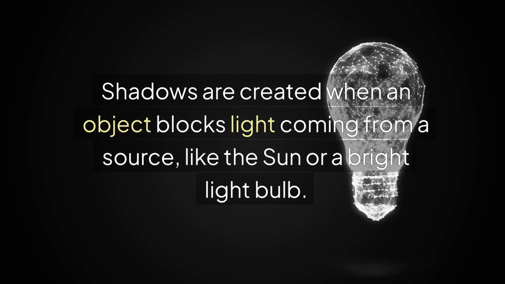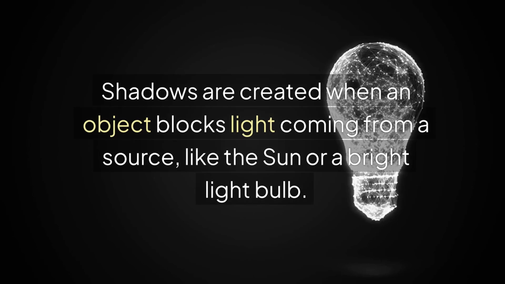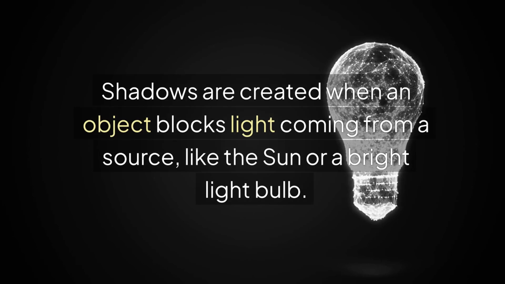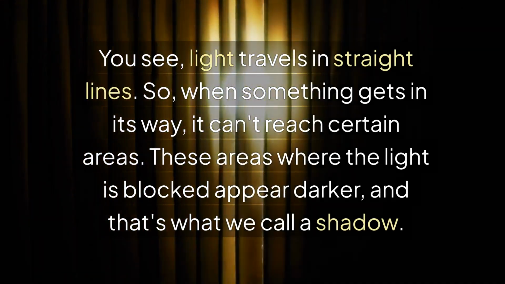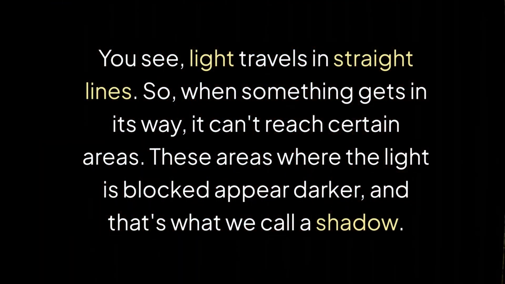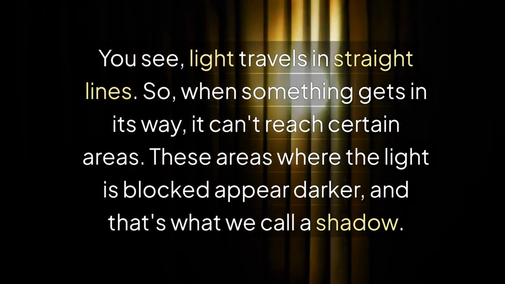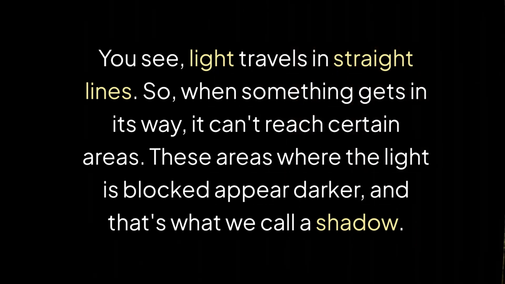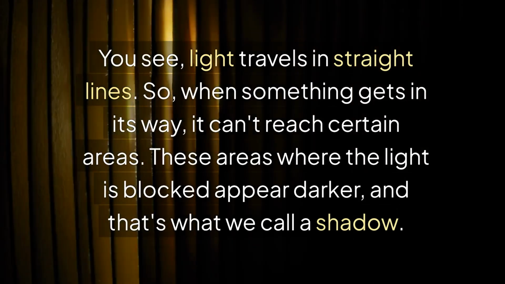Shadows are created when an object blocks light coming from a source, like the sun or a bright light bulb. You see, light travels in straight lines. So, when something gets in its way, it can't reach certain areas. These areas where the light is blocked appear darker, and that's what we call a shadow.